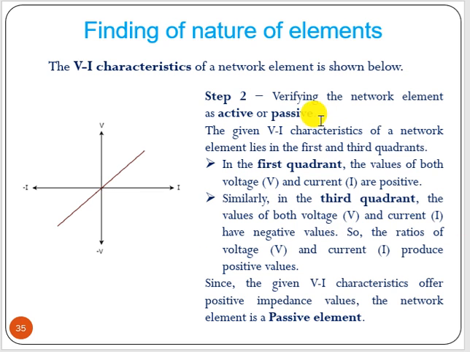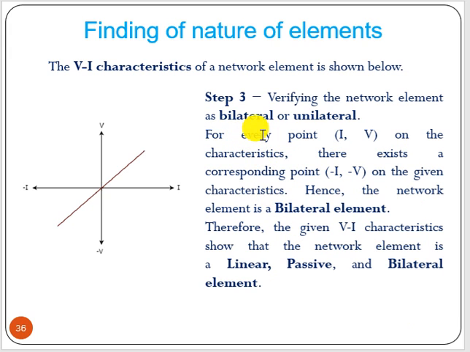Then verify active or passive. Now you can see this is in the first coordinate, so V positive, I positive, so P is positive. Now V and I both are negative, that means it is P equal to VI again. So it becomes a passive element only. So the given V-I characteristic of the network element lies in the first and third coordinate, that means it is a passive element. Now say unilateral or bilateral.